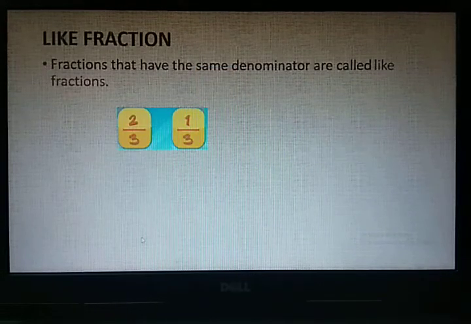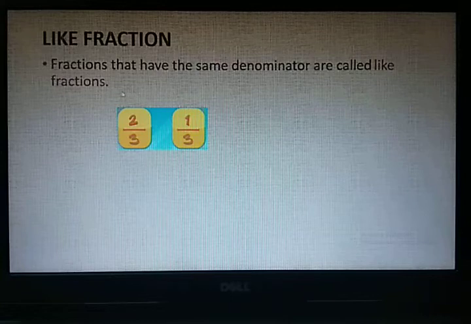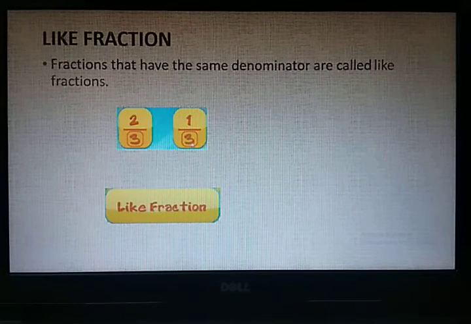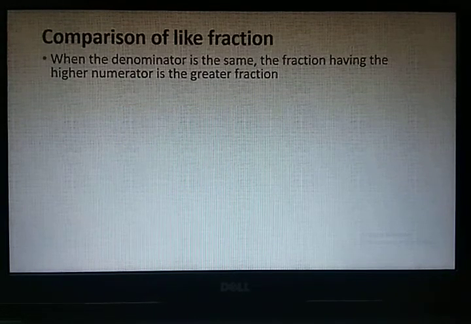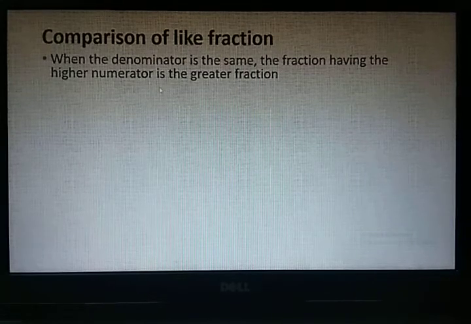Next is like fractions. Fractions that have the same denominator are called like fractions. Just look at these two fractions, 2 by 3 and 1 by 3. In both fractions, the denominator is the same, it is 3. So these fractions are called like fractions. Now comparison of like fractions. When the denominator is the same, the fraction having the higher numerator is the greater fraction.